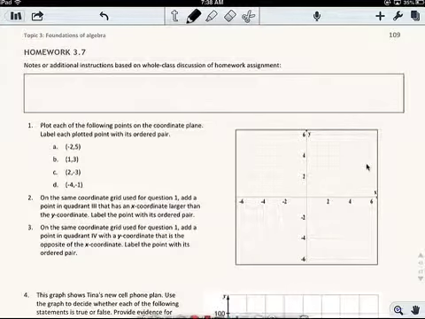So we're going to talk about both of those things, and then we're going to rely on them pretty much for the rest of the year. So let's go ahead and jump into this. Plot each of the following points on the coordinate plane. Label each plotted point with its ordered pair.